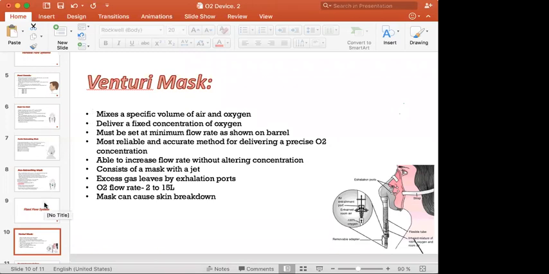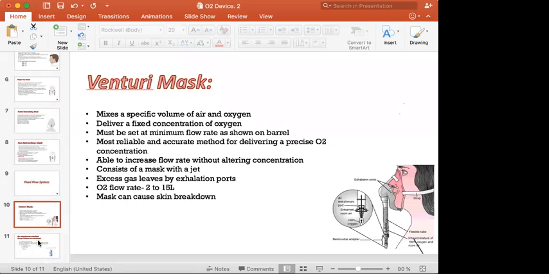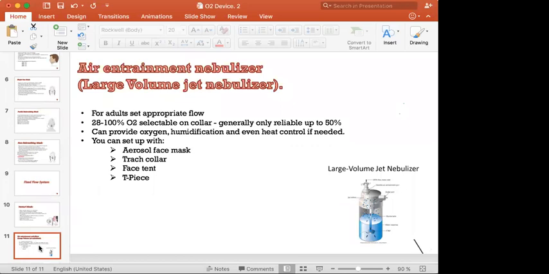The hazard of the mask is that it causes skin breakdown or irritation to the skin. Air entrainment nebulizer, or large volume jet nebulizer. This device is designed for adults, and it gives the patient between 28 to 100% oxygen concentration. It's reliable up to 50% if we give the oxygen to the patient up to 50%.